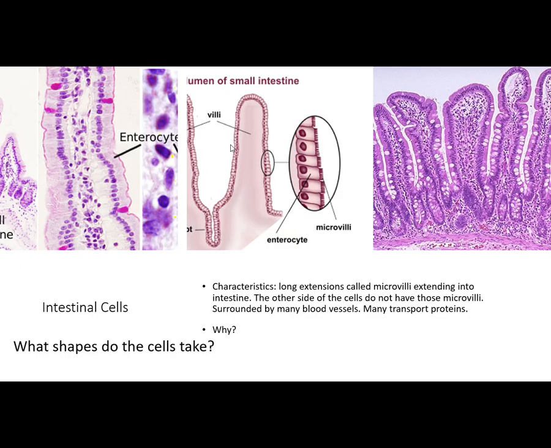All right, and then we have our last one we're going to talk about. This is our intestines. Our intestinal cells have long extensions called microvilli, extending into the intestine. The other side of the cells do not have these microvilli. They are surrounded by many blood vessels. Many transport proteins are in these cells. And why do you think that is, if we know what the function is?